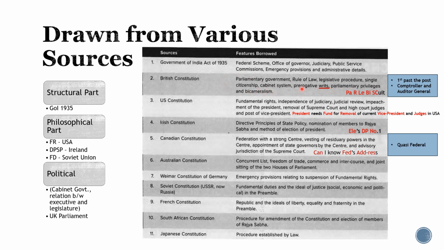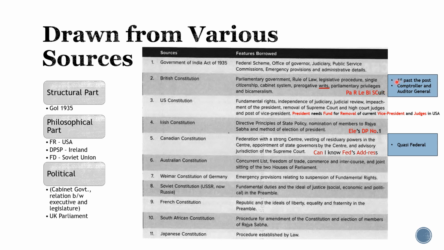So, a good way to remember this is a very nice mnemonic we can use: Parley Biscuit. PA stands for parliamentary form of government, R stands for rule of law, LE stands for legislative procedures, BI stands for bicameralism, SC is single citizenship, and what is left now is writs. Writs you would have to remember separately. Writs, and then first past the post system, and Comptroller and Auditor General of India. So these are the things that are borrowed from the Constitution of Britain.